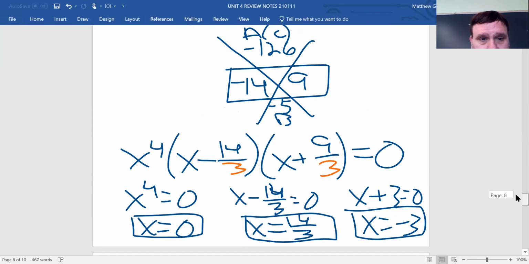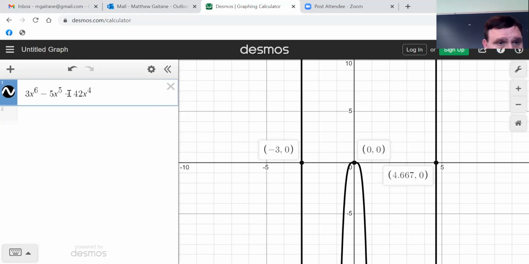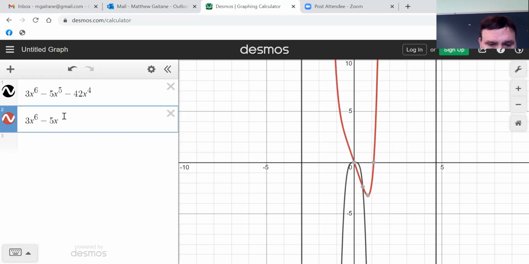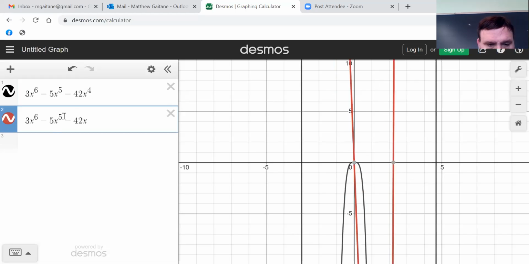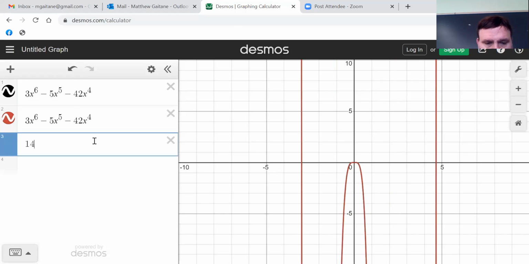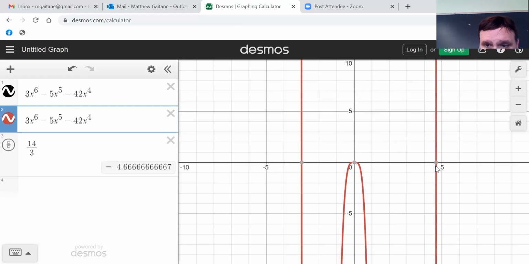So when you check the answers on Desmos, I already have it prepared for you. Just type everything in: 3x to the 6th power minus 5x to the 5th power minus 42x to the 4th power. Okay, so negative 3 is easy. And then 14 over 3 is 4.67. So you got your 3 intercepts.